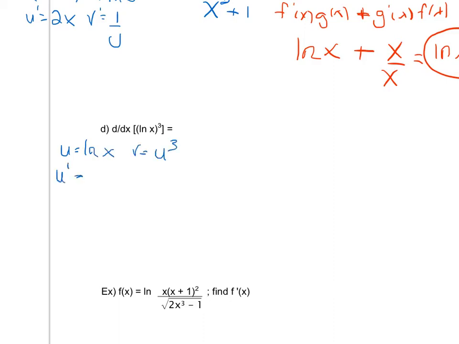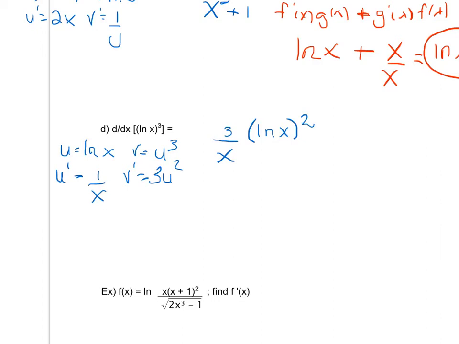U prime is then 1 over x. V prime is then 3u squared. So taking u prime times v prime, I get 3 over x times ln of x squared for my derivative.